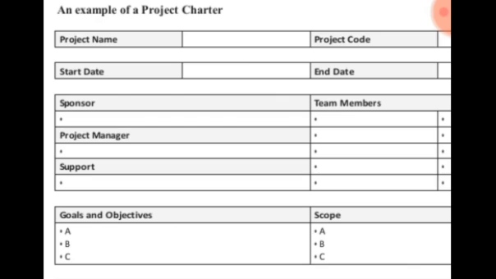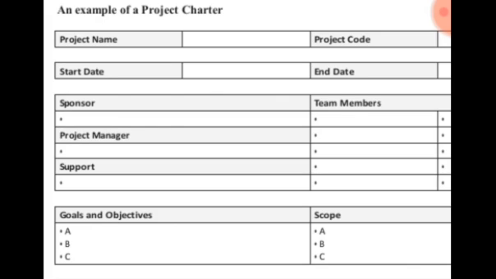Then you have the project manager, you put down the name of the project manager. Then you have the support. The support is somebody that can act in your capacity in your absence, something like an assistant manager. Understand? If there is anybody of such, you also include that person. Then the next thing is the team members. The team members are those with the technical know-how to help you deliver on that project.